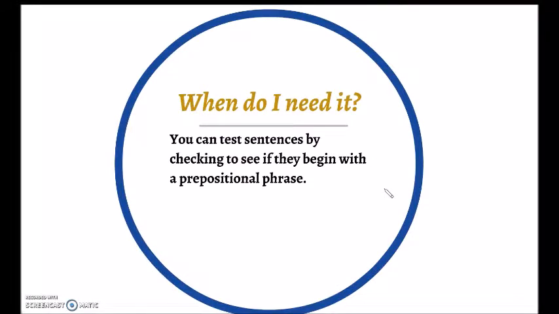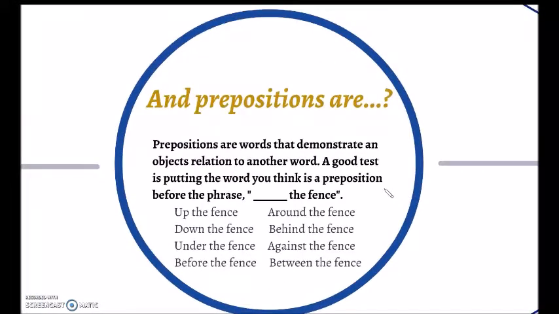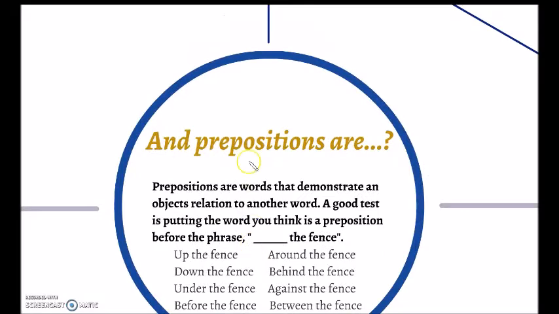So when do you need the comma? Well, you can test the sentences to see if they begin with a prepositional phrase. That's the easiest way to do it. Prepositions are words that demonstrate an object's relation to another word. A good test is putting the word you think is a preposition before the phrase "blank the fence." Up the fence, down the fence, against the fence. These are all examples of prepositions.